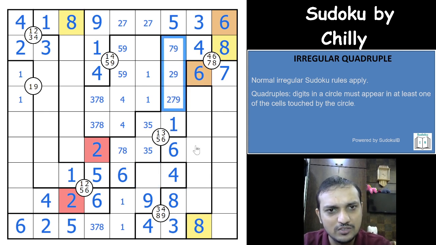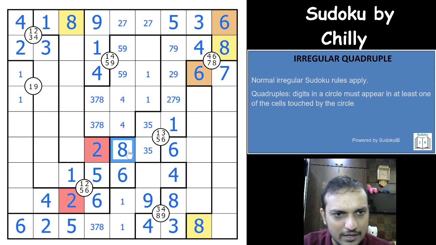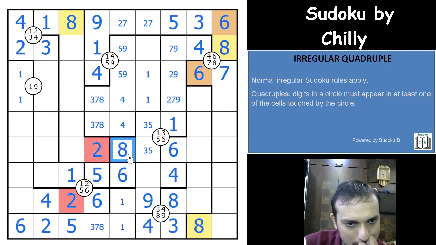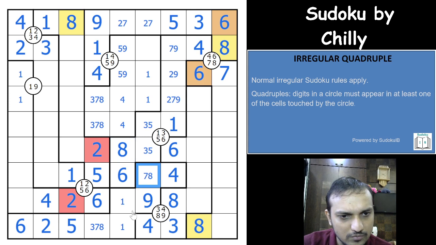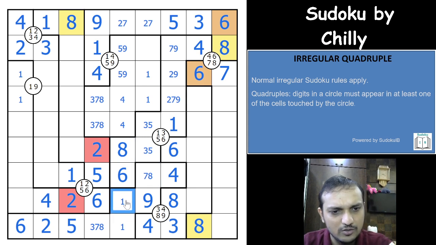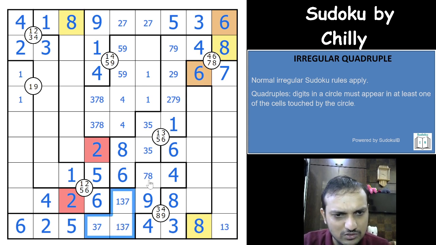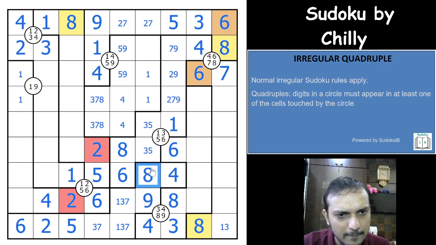Removes 8 from these 3 cells. So this cell would have to be an 8. 3, 1, this is 7 and 8, 1, 3, 7 and 8, right? 8, 1, 3 and 7, 8 cannot be 8, 1, 3 and 7. So this is 1, 3, 7. Yeah, 1, 3, 7 triplet here, so this is 8.